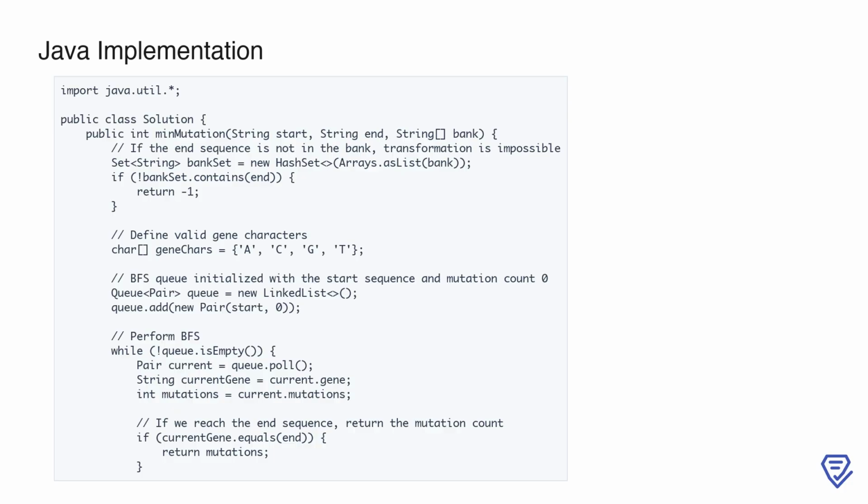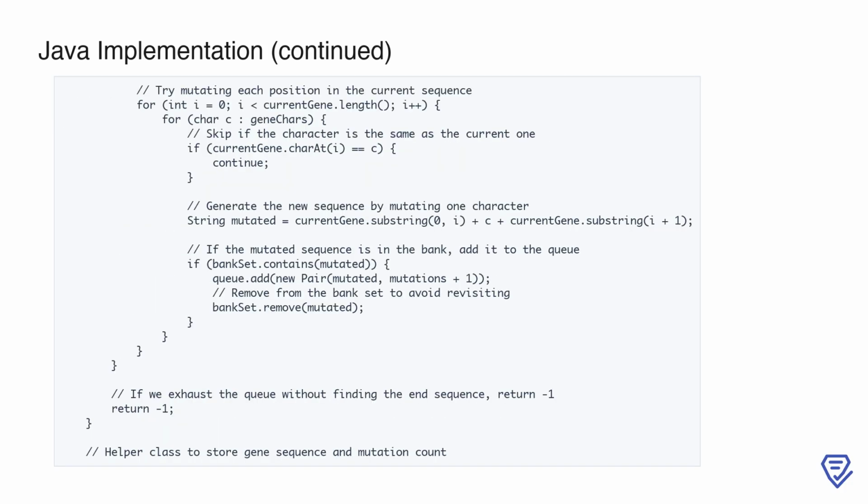Now, we explore how mutations are generated and validated. For each position in the current gene sequence, we attempt to mutate it by replacing the current character with each of the valid gene characters. If the character remains unchanged, we skip that iteration. For valid mutations, we generate a new sequence by combining the sections of the current gene before and after the mutated position along with the new character.